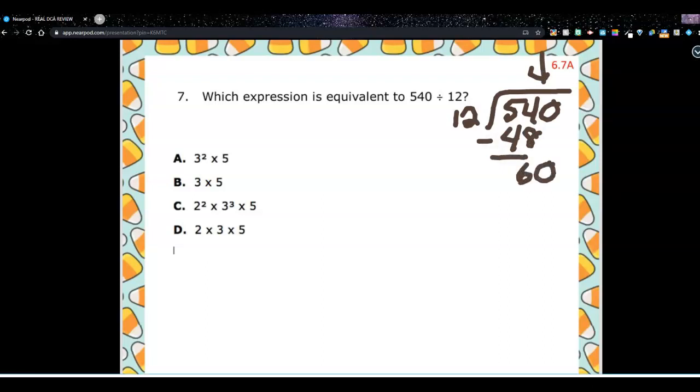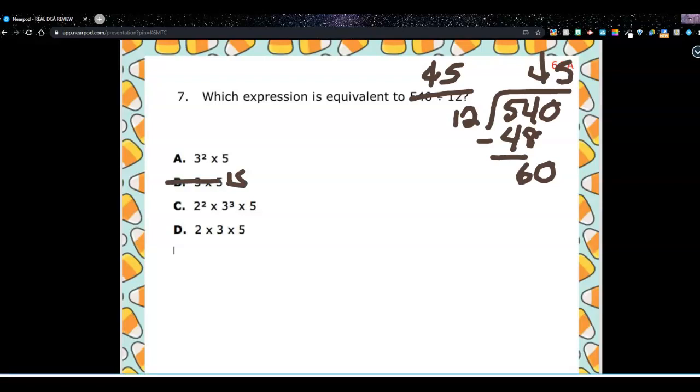12 times what is 60? 5. Yep. Okay, so 45. Which expression is equivalent to 45? Okay, so I'm going to come over here. And right now I can see 3 times 5 is 15. That's not going to be it.